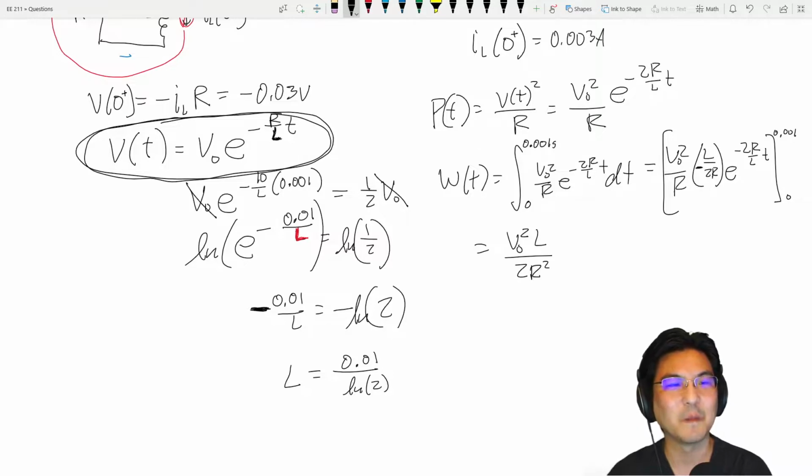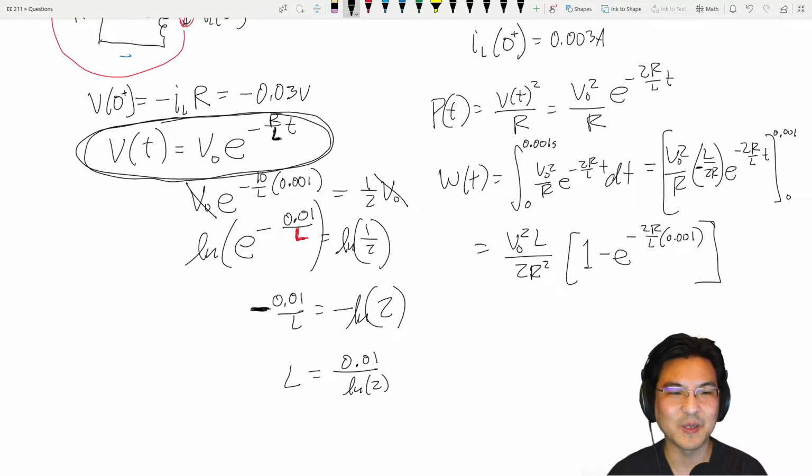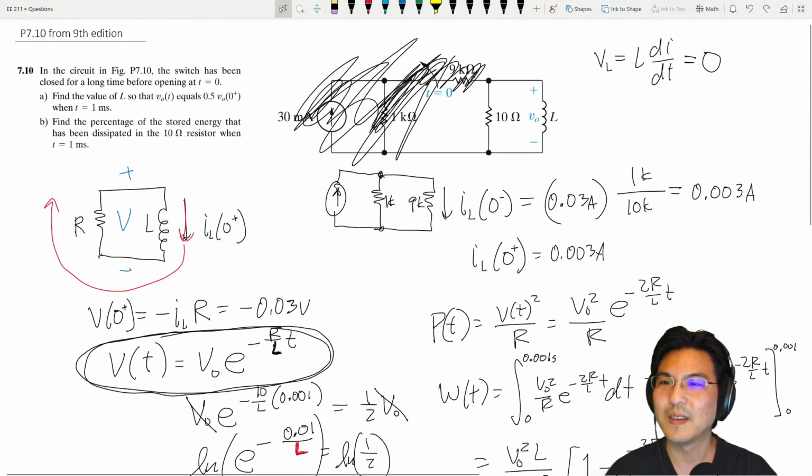You can clean this up better than me, but it's V naught squared L over 2R squared. And there's the minus sign, but I'll just write e to the 0 minus e to the minus 2R over L t, at t equals 0.001. E to the 0 is 1, so I can just write 1. And there you go. Just punch that in the calculator, and that is the energy. Okay, hope that was helpful. See you in the next video.